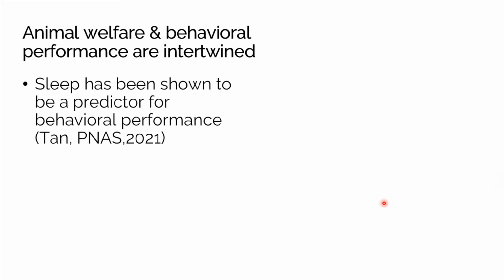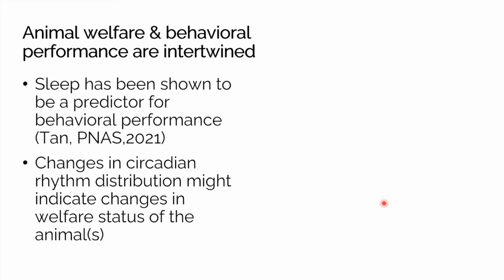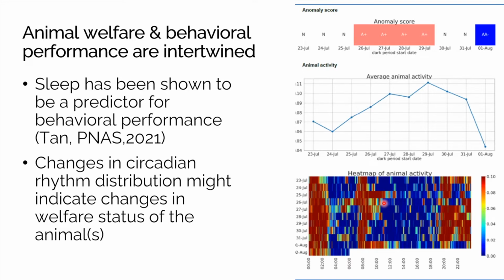There was a recent paper by Tam in PNAS 2021 that basically said that the sleep performance of the mice can be a predictor for the behavioral performance. And changes in the circadian rhythm distribution might indicate changes in the welfare status of the animals. In this case, if you have true home cage monitoring and remote monitoring that identifies hypoactivity of the animals, you might not want that cage to be running anything based on locomotion, for instance, because it might affect your output, or you can take that into consideration and actually correct your data.